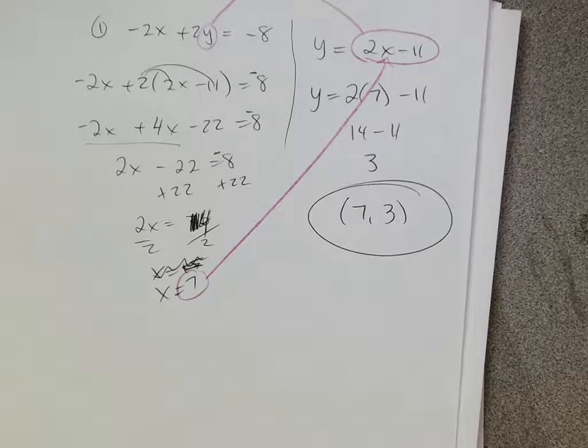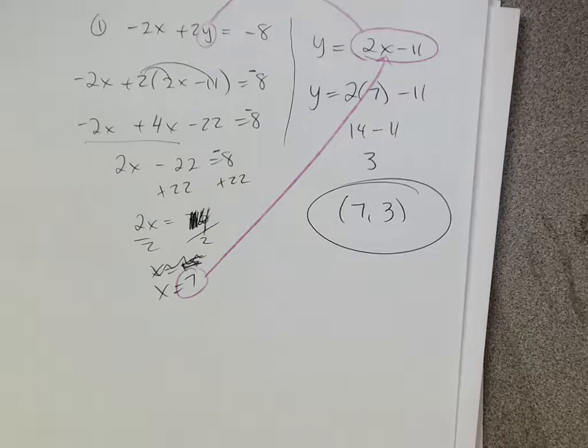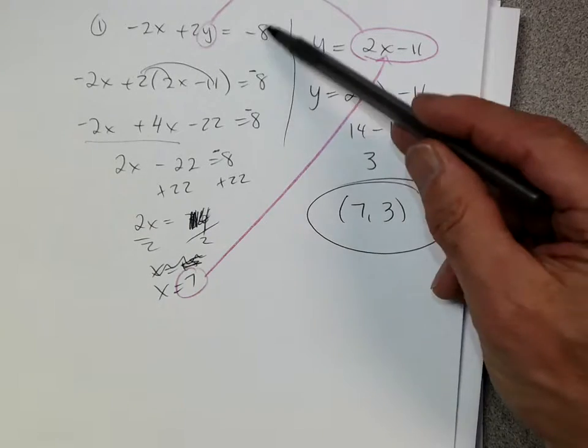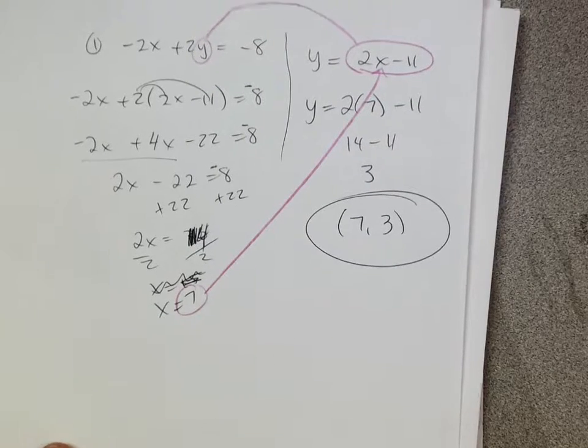What's that? It's 14. It's a 14, yeah. My mistake. I had it wrong. I just dropped the negative. But Aaron caught it. Thanks, Aaron. Okay, you guys ready for number 2?